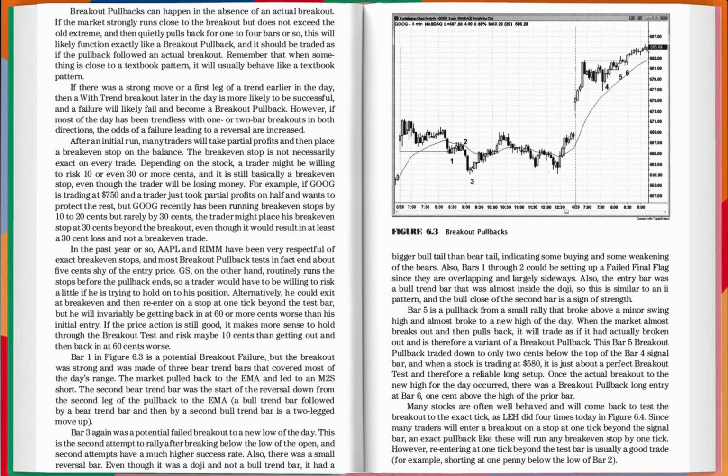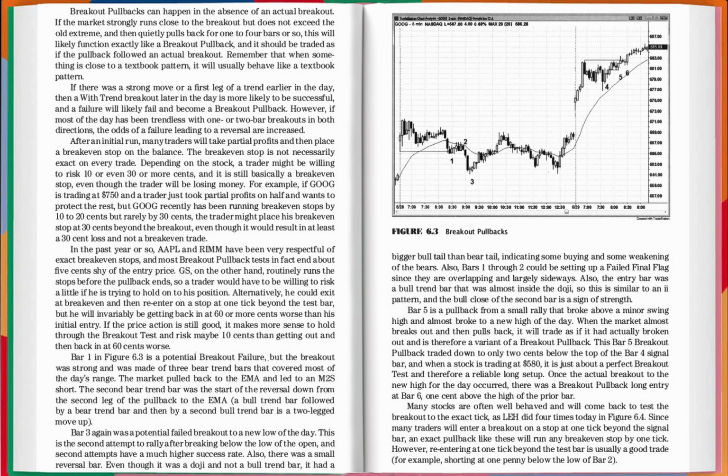Bar 3 again was a potential failed breakout to a new low of the day. This is the second attempt to rally after breaking below the low of the open, and second attempts have a much higher success rate. Also, there was a small reversal bar. Even though it was a doji and not a bull trend bar, it had a bigger bull tail than bear tail, indicating some buying and some weakening of the bears.